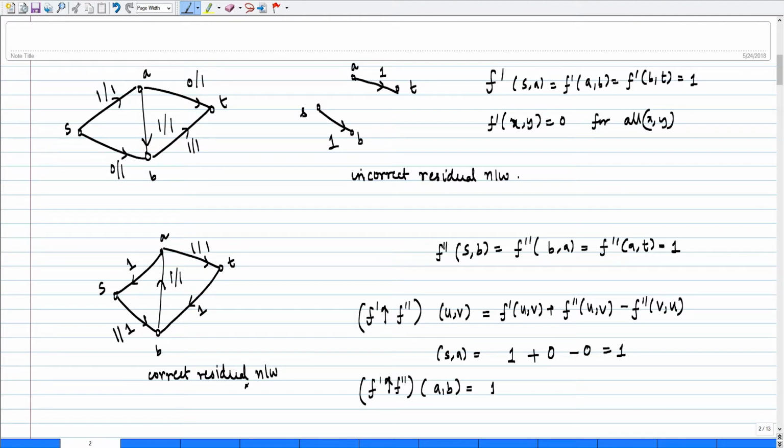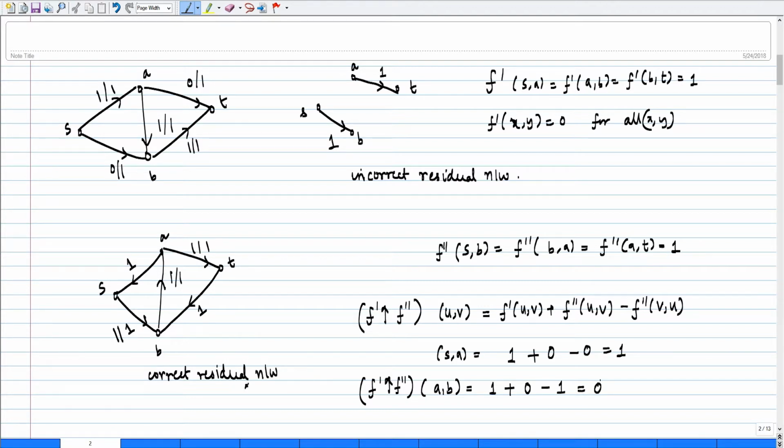We had 1 unit of flow sent in this, which is on AB, plus did we send anything in the direction A to B in f prime? No, we would not have, and that is 0. But then we have sent 1 unit back on B to A, which is what it is subtracting, and therefore it happens to be 0.